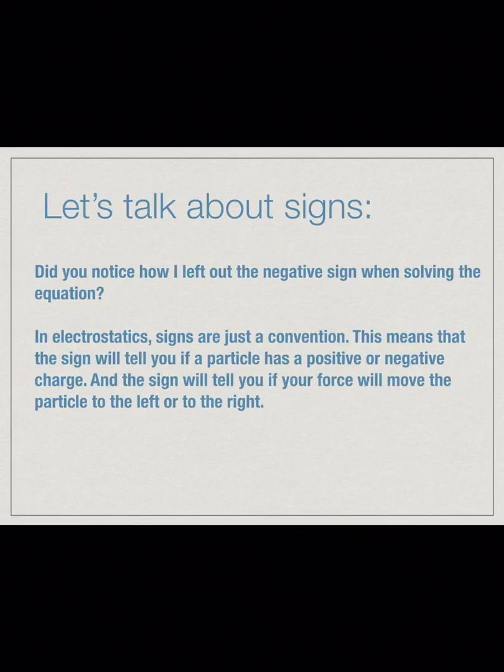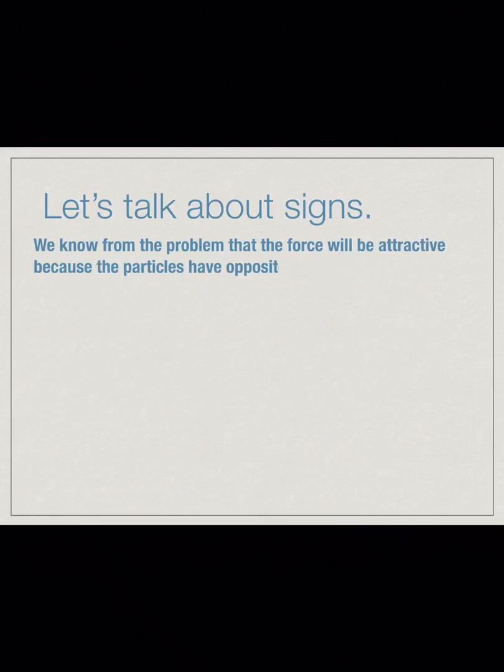Let's talk about the signs. Did you notice how I left out the negative sign when solving the equation? The reason is that in electrostatics, signs are just a convention. This means that the sign will tell you if a particle is positive or negative, and if it is moving to the left or to the right. But we can actually do that on our own.